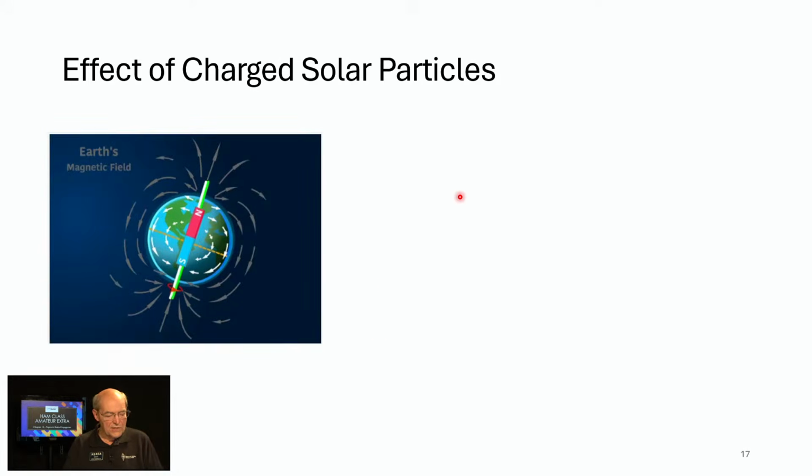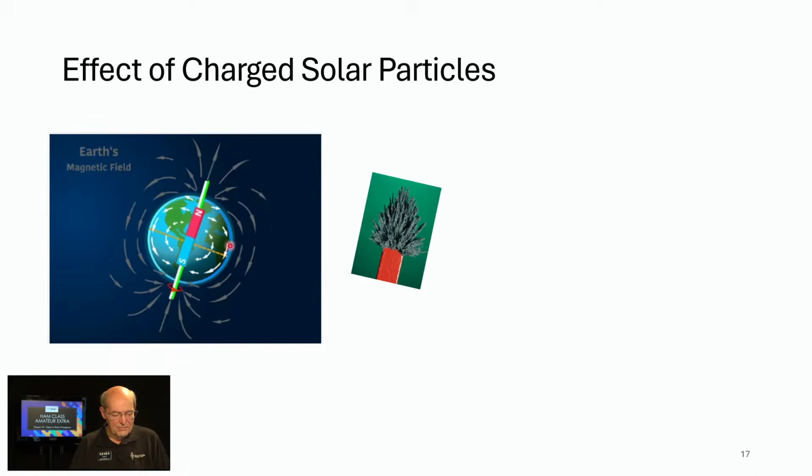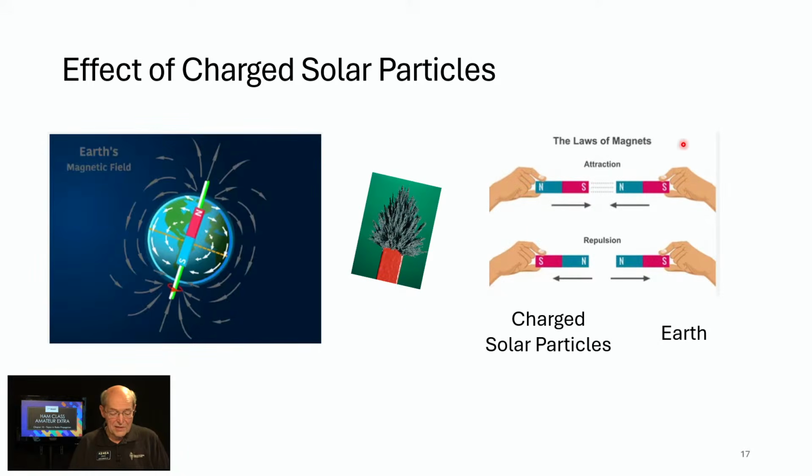So the effect of those charged particles: here we've got a bar magnet lined up with the Earth. And you've probably all seen in your past science classes a bar magnet and iron filings. We don't have iron filings coming in from the sun. The particles are much smaller, but this is the same concept. So the law of magnets, okay? Opposites attract, south and north, and pull toward each other. And these, of course, will repel.